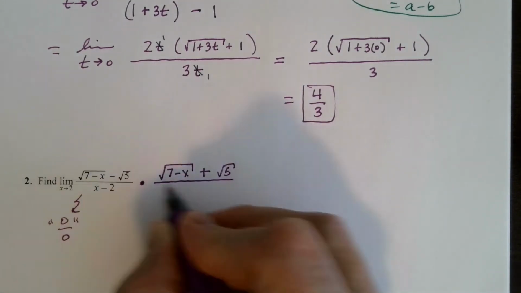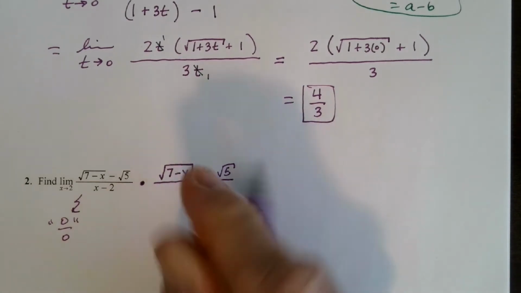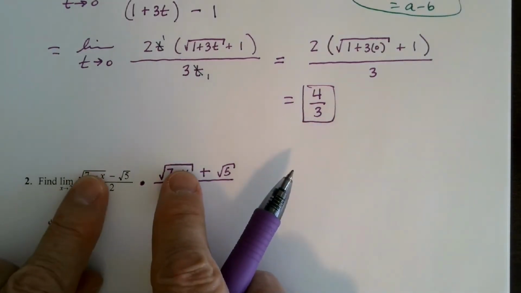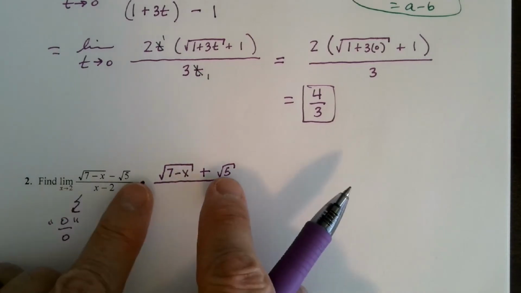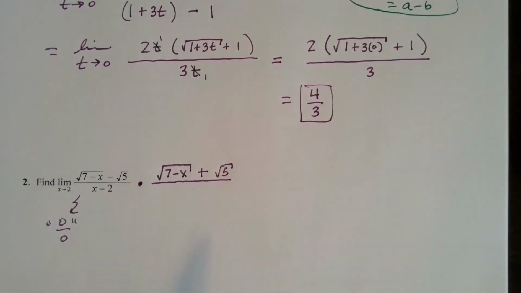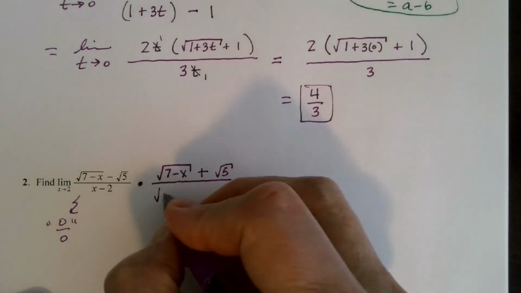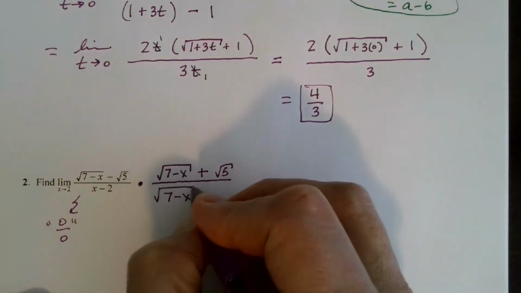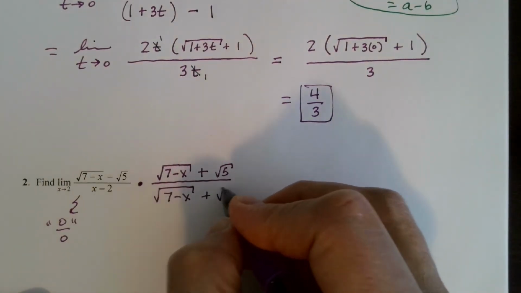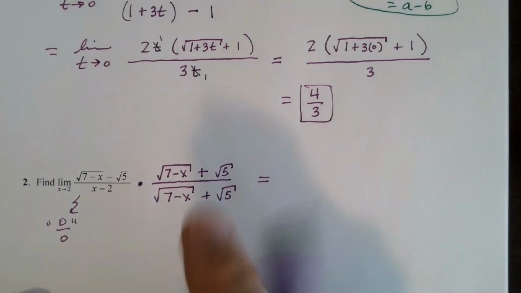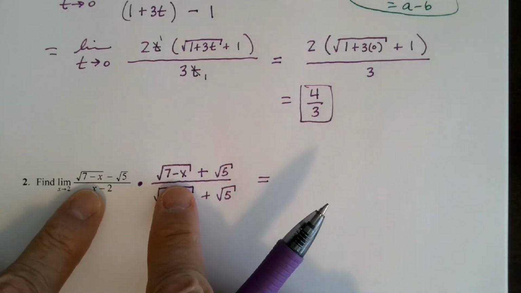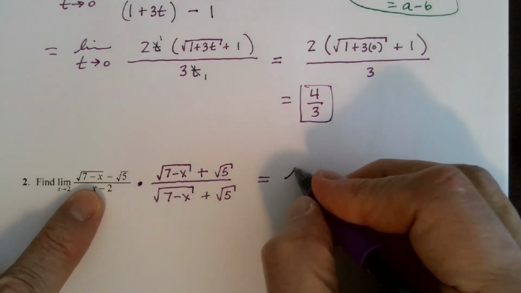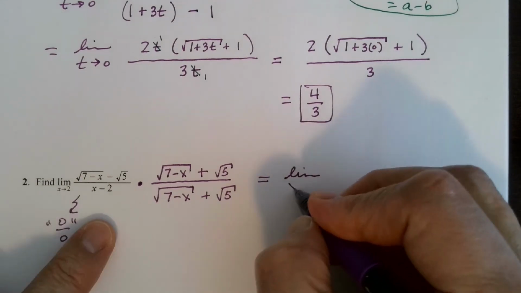Notice the subtraction here changes sign, not in here. The 7 minus x doesn't become 7 plus x. That's the a, square root of a is 7 minus x, minus square root of b is 5. Of course, whatever I do to the top, I have to do to the bottom as well. Again, that's equal to 1. Now, multiply by FOILing across the top. Well, first of all, what should we do? Write our limit. Forget that.